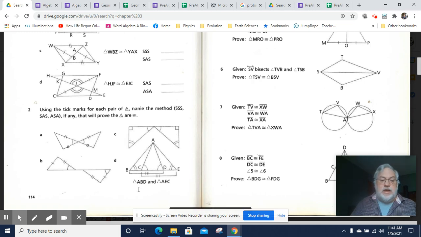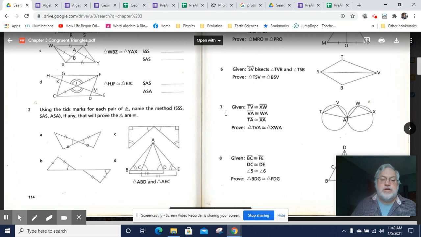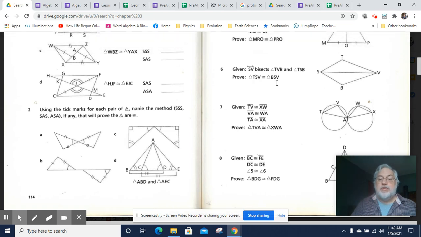Here we have triangle ABD and triangle AEC. So we know that this side is congruent and this side is congruent. And we know angle B and angle E are congruent. We know angle D and C. So this triangle here would be congruent with this triangle here by angle, side, angle. So these are overlapping triangles, which is a little harder to see. Sometimes it's useful to color code or draw them.